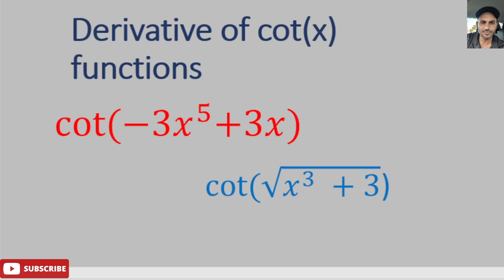Hello, welcome everyone. In this video, I'm going to take the derivative of cotangent of x functions. So we have two cotangent of x functions. One is cotangent of negative 3x to the 5 plus 3x. And the second one is cotangent of square root of x cubed plus 3. So in this video, I'm going to take the derivative of both of these functions.